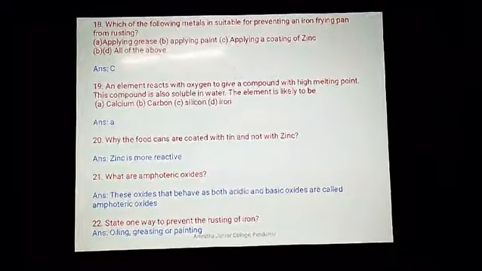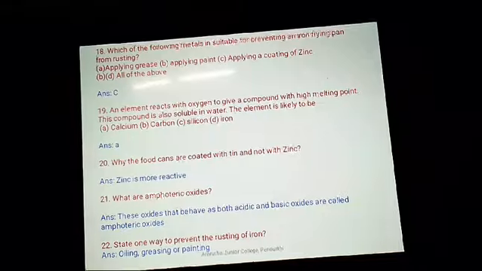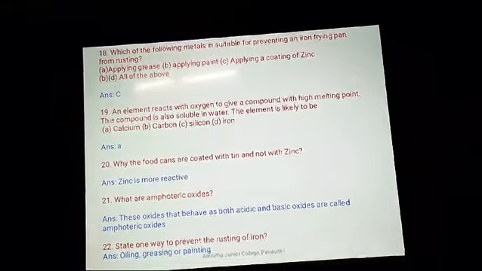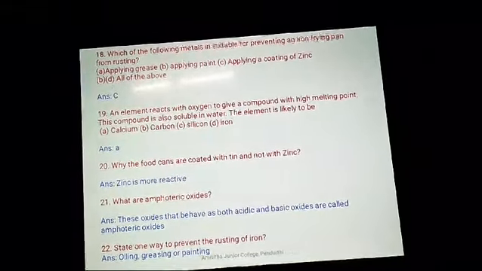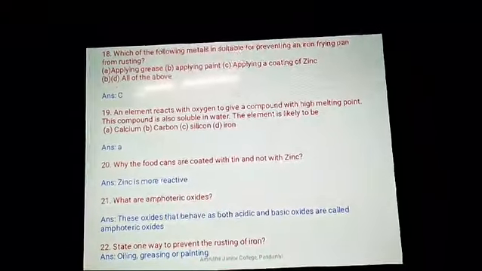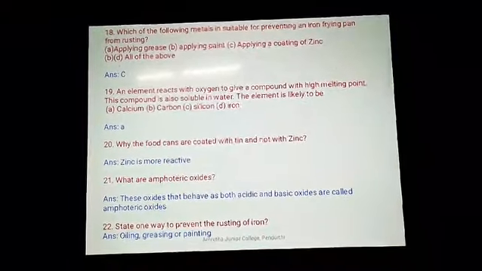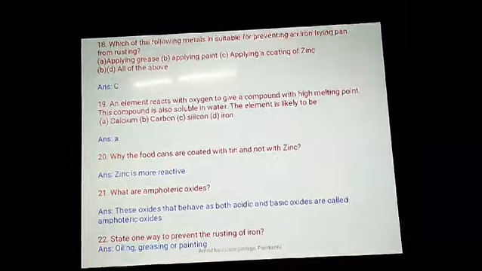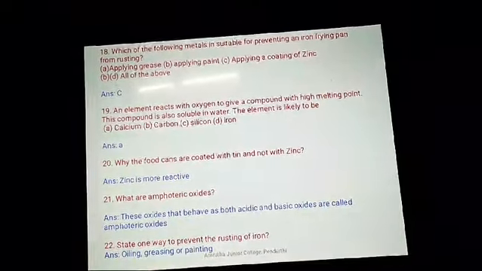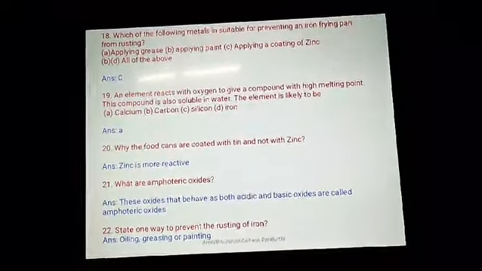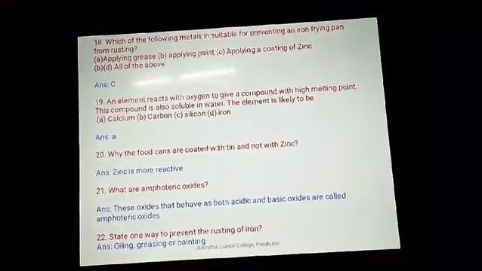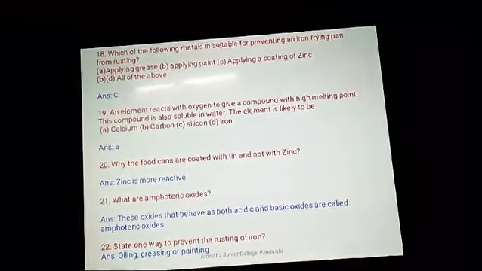An element reacts with oxygen to give a compound with a high melting point. The compound is also soluble in water. The element is likely to be calcium, carbon, silicon, or iron. Calcium, when it reacts with oxygen, forms calcium oxide. Carbon, when it reacts with oxygen, forms carbon dioxide, which is a gas. Silicon reacts with oxygen to form silicon dioxide.